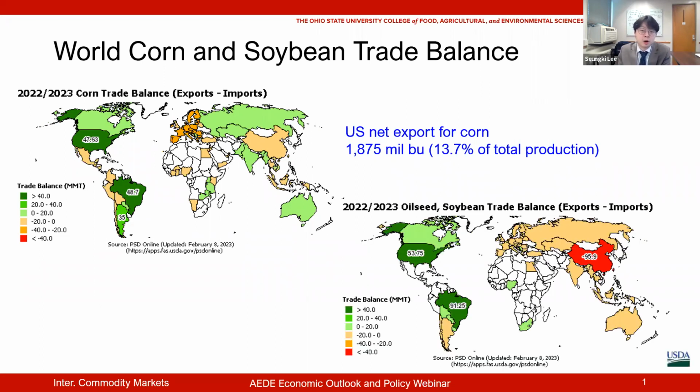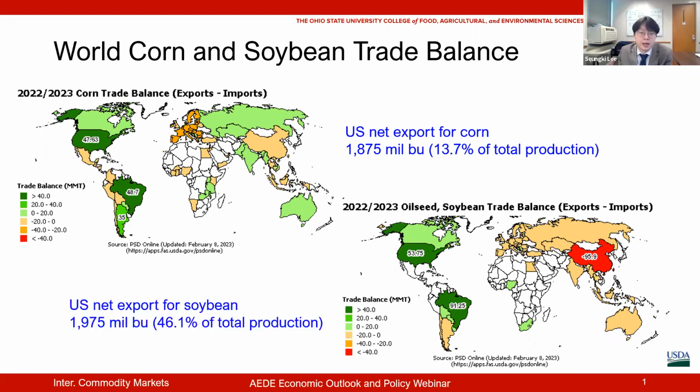In the international soybean market, the oligopolistic situation is more apparent. US and Brazil are the two outstanding players here, and unlike corn, most other countries are net importers. So about 46% of US soybean production is exported. Particularly, China is heavily relying on imports for its domestic use. And given the trade balance, we can see a substantial portion of US grain is exported. So literally, we sustain life.